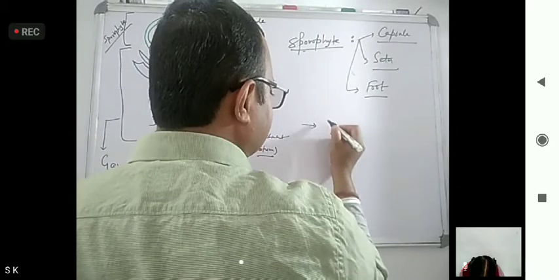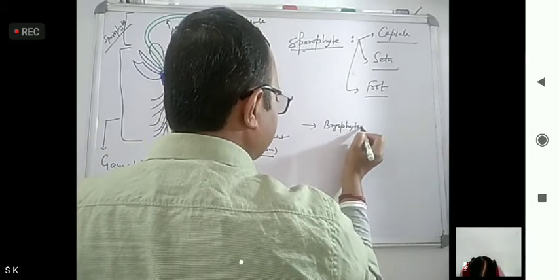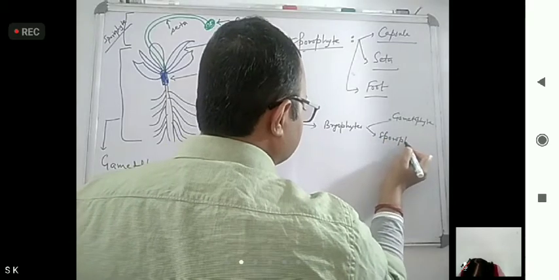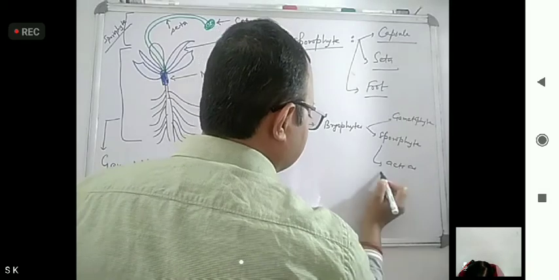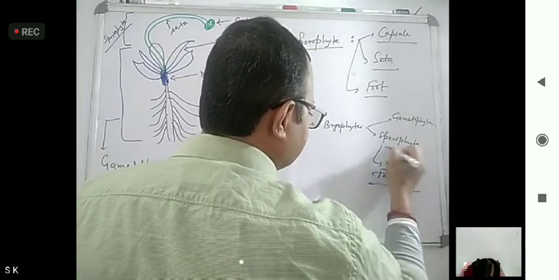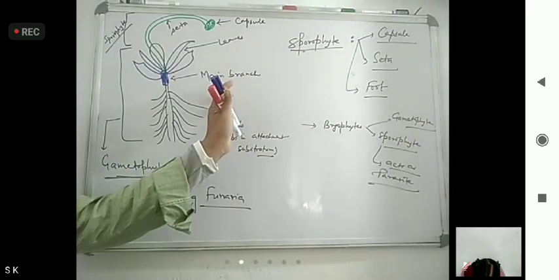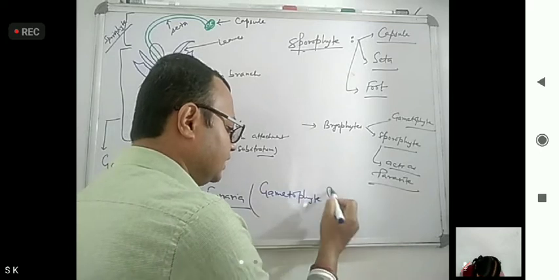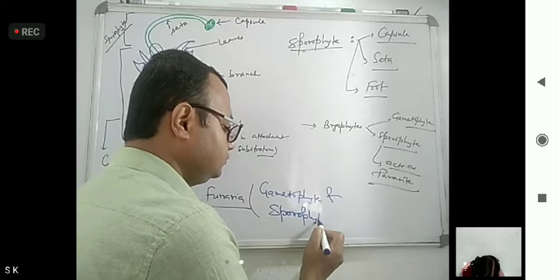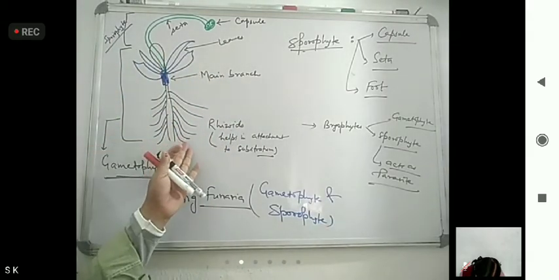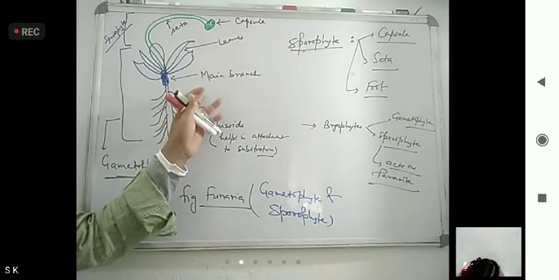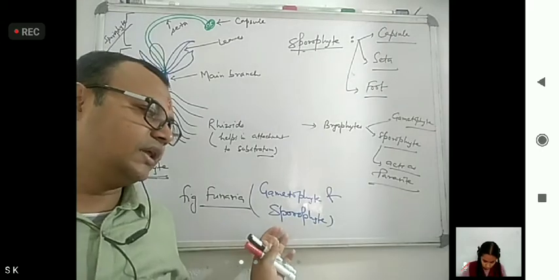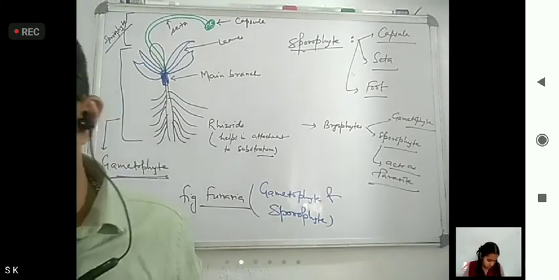And that's why I told initially that bryophytes have two stages, one is the gametophyte and one is the sporophyte. But the sporophyte acts as a parasite on the gametophyte. So this is the example of Funaria, showing both gametophyte and sporophyte stages. When pictures come in the examination showing rhizoids, main branch, leaves, capsule, seta, foot, that is sporophyte and gametophyte, you have to remember that this shows what? Funaria.